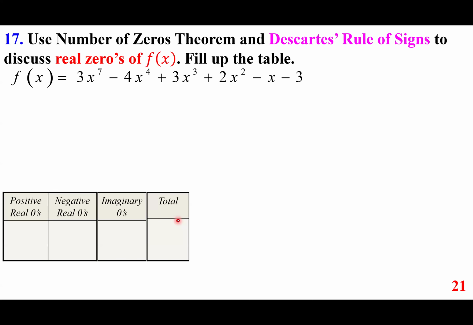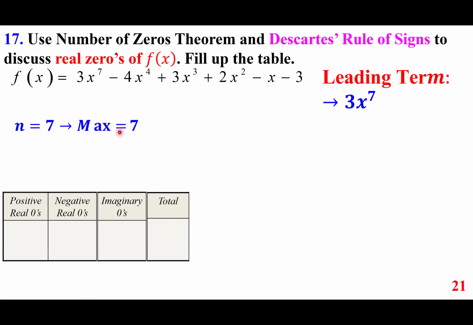So first and foremost, notice this is in descending order. So we don't have to worry about that. Otherwise, I highly recommend you put it in descending order. What is this? The leading term is 3x to the power of 7. So 3 is positive and n is 7. So max would be 7. So use the number of zeros theorem to discuss real zeros. So maximum number of zeros is 7. Therefore, the total must be 7.